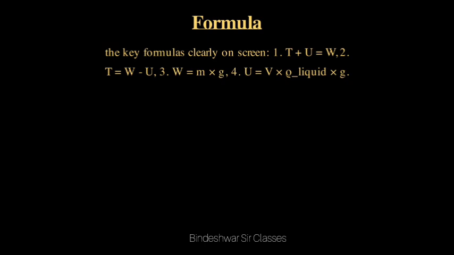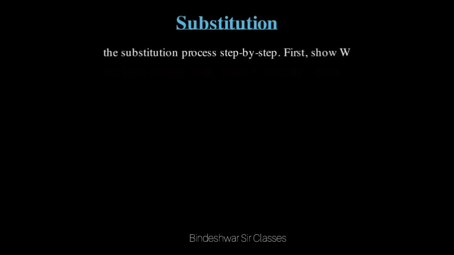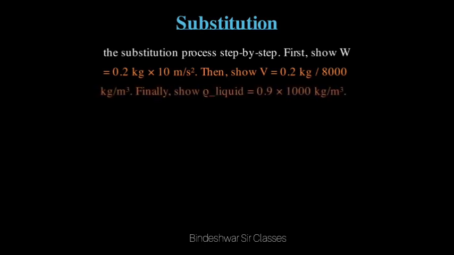The formula for weight, W, is mass times g. The formula for upthrust, U, is the volume of the displaced liquid times the density of the liquid times g. Let's begin substituting our values. First, let's find the weight, W. W equals mass times g, which is 0.2 kilograms multiplied by 10 meters per second squared.